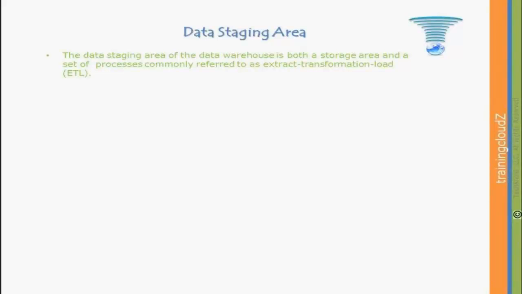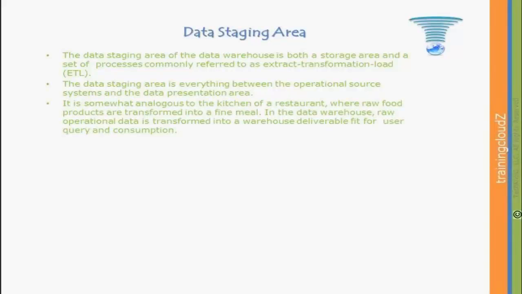The data staging area of a data warehouse is both a storage area and a set of processes commonly referred to as extract, transformation, and load, which is ETL. This is the core thing. Now we are stepping into the terminology of the ETL world. The data staging area is very much required for you to be a developer. The data staging area is everything between the operational source system and the data presentation area. This is the one which connects the two. It is somewhat analogous to the kitchen of a restaurant, where raw food products are transformed into a final meal.